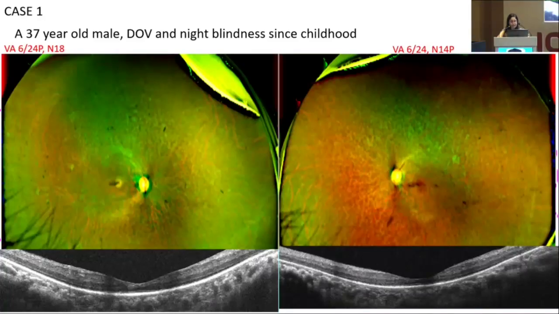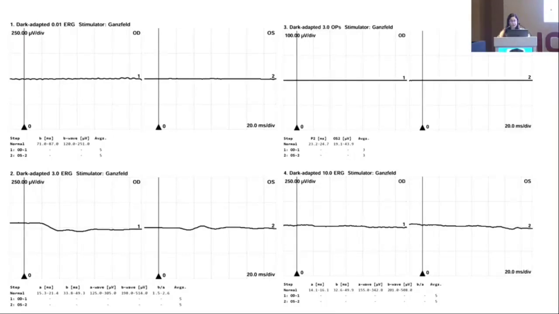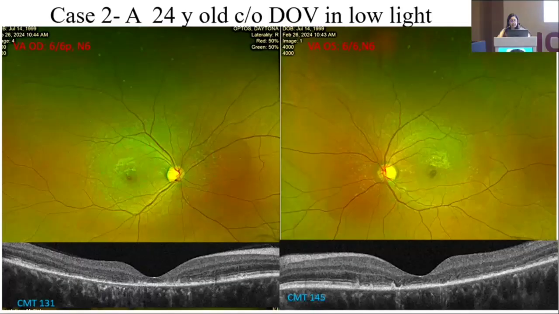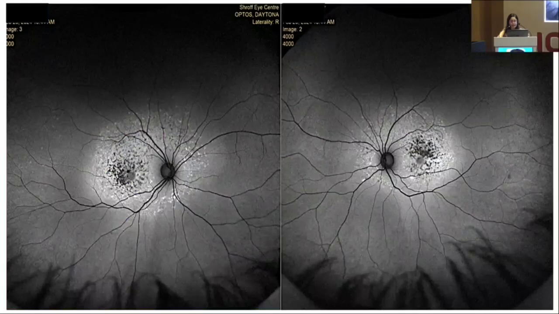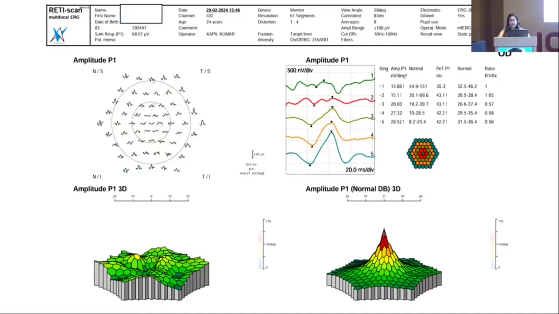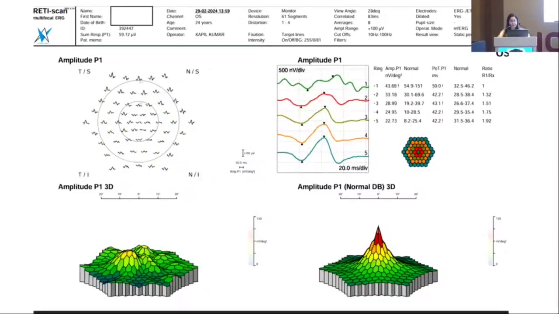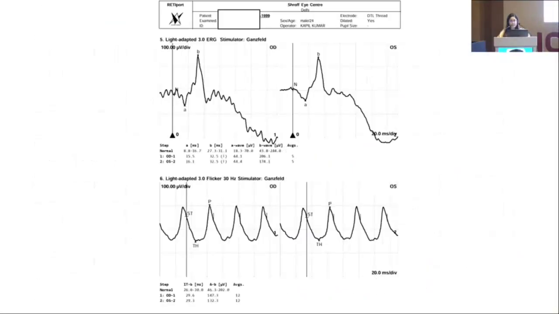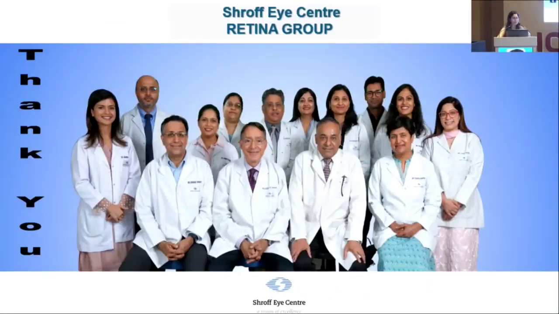So there are two cases. The first one is a case of retinitis pigmentosa. When we went ahead and did the ERG, there were completely extinguished waveforms in the first four dark-adapted and also in the light-adapted. The second case was a 24-year-old male. The visual acuity was 6/6, but the autofluorescence showed us that it was a case of Stargardt's disease. We went ahead and did multifocal ERG. There was diminution of central amplitudes in both eyes. And the full-field ERG, the rod-adapted, the dark-adapted, and the light-adapted, was absolutely normal. Thank you.